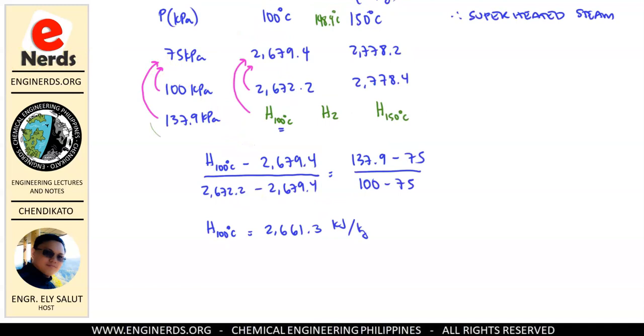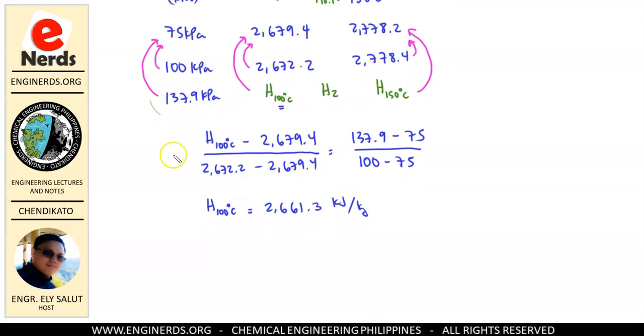Now, we're going to subtract this here and this one here. Then, still, we're going to use our pressure right there, no? So, our H2 or our H150 degrees Celsius, okay, minus 2,778.2 divided by 2,778.4 minus 2,778.2.